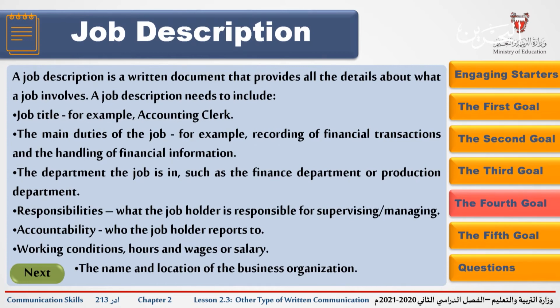Accountability, who the job holder reports to, which means who is his manager. Then we have the working conditions, such as hours and wages or salary. Lastly, we will have the name and location of the business organization. The main purpose of a job description is to show clearly what is expected of an employee. As you can see, you will have an example of a job description. You will find this in page 54 in your textbook, figure 2.3.7.